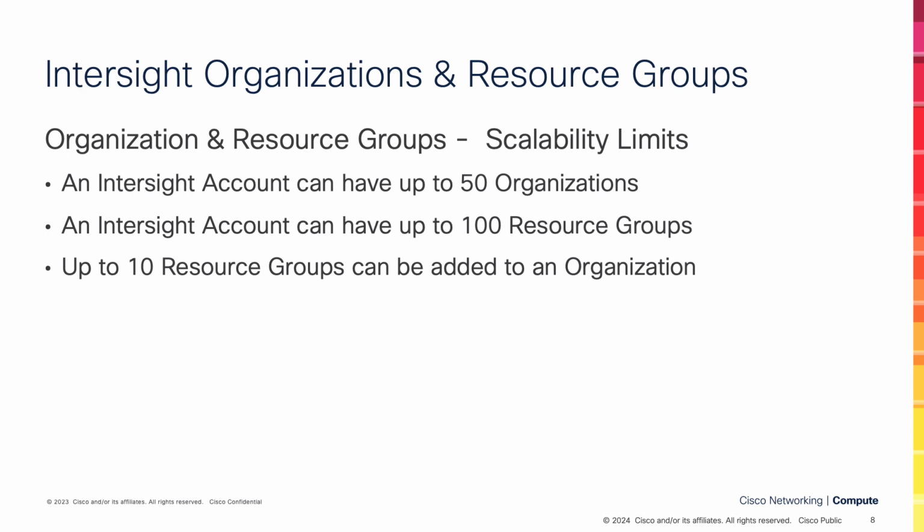I want to include a slide about scalability limits. Currently, an Intersight account can have up to 50 organizations, and an Intersight account can have up to 100 resource groups. And then you can go up to 10 resource group memberships per organization.